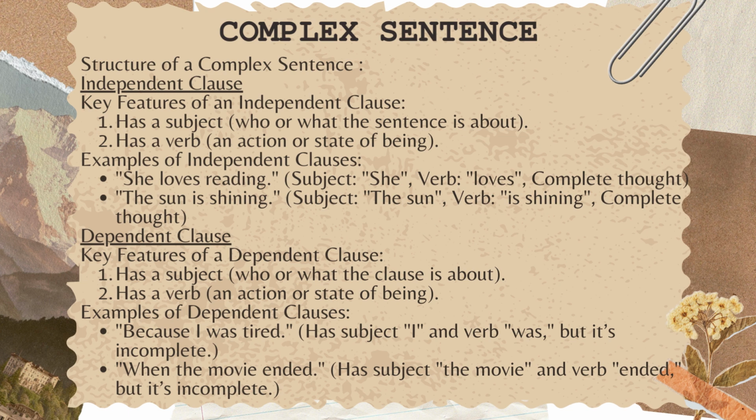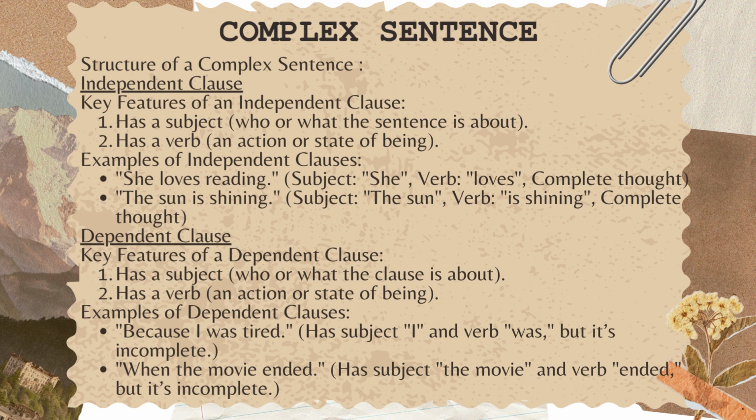Examples of independent clauses. She loves reading. Subject: she, verb: loves. Complete thought. The sun is shining. Subject: the sun, verb: is shining. Complete thought.